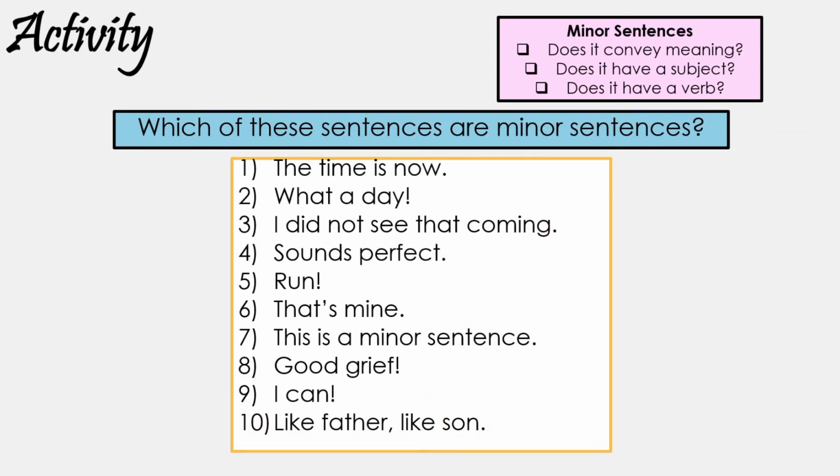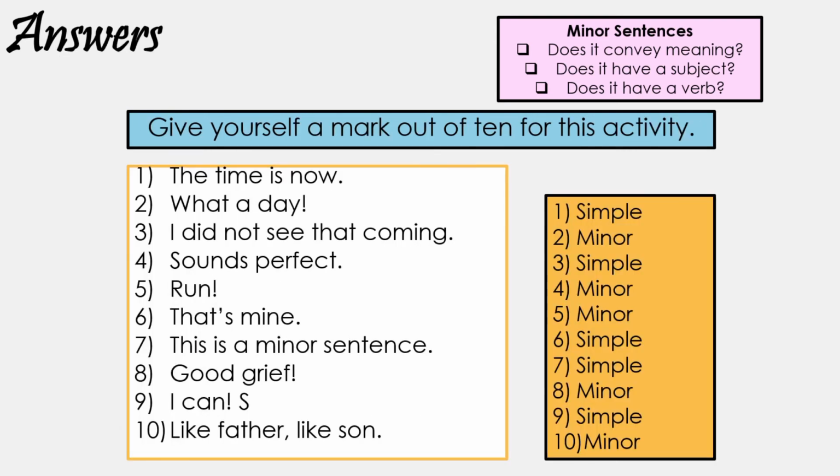Read through this list and see if you can identify which sentences are minor. Remember, a sentence needs all three boxes of our success criteria to be classed as a main clause. If it has any crosses, even just one, it's a minor sentence. Pause the video and give it a go. And we have the answers here. Give yourself a mark out of 10, and if you can, try to determine why you got an answer wrong so that you know not to make the same mistake next time.